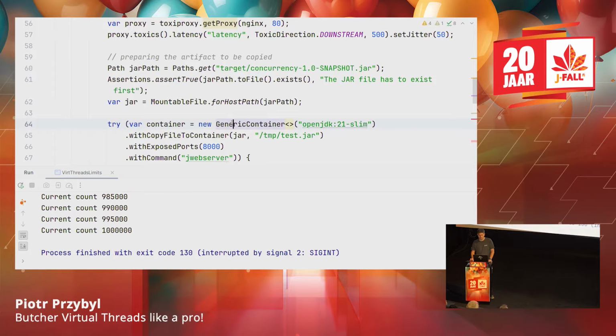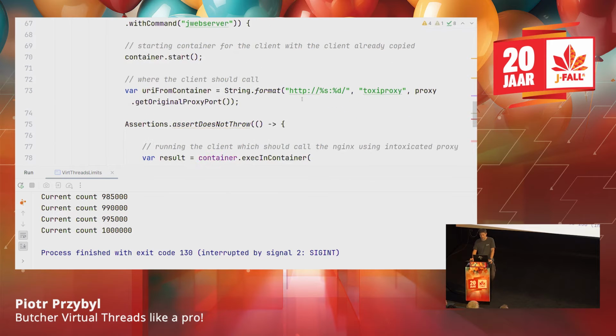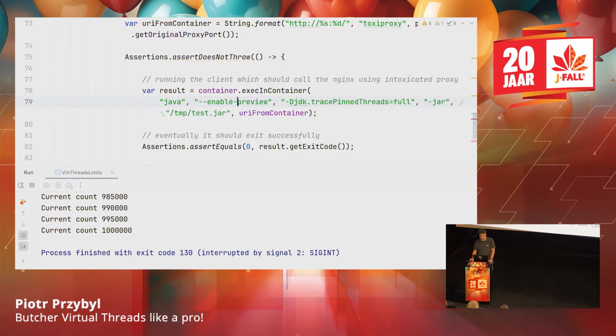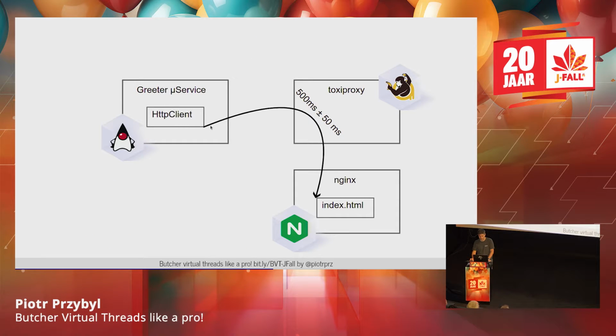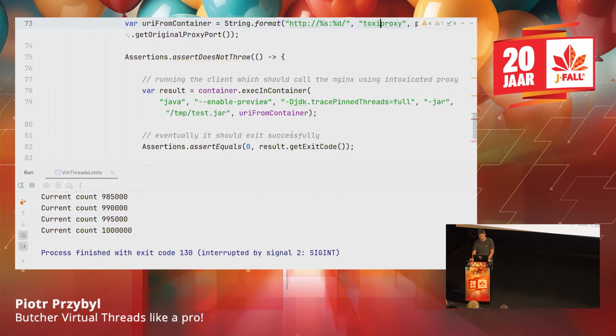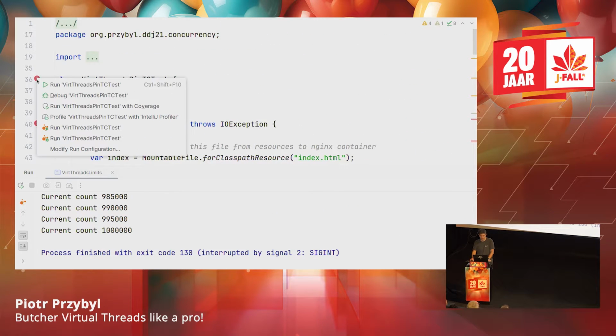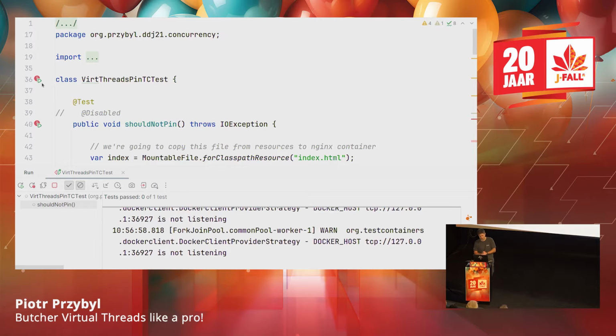And then I have this thing set up, and I pack my application into this container. Basically, I start this application, and it no longer needs enable preview in Java 21. And then I say trace pin threads, right? And this is the URI from the container, which comes from Toxiproxy, as you can see. So basically this guy knows it has to call somewhere here, but doesn't know it's Toxiproxy and so on, right? And then when I run this test, it should fail. Let's see if it fails.